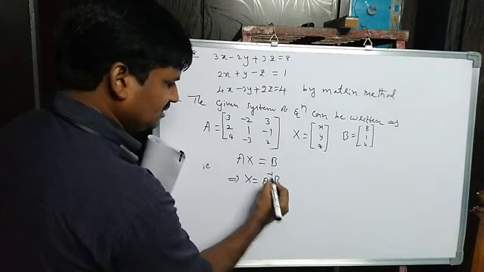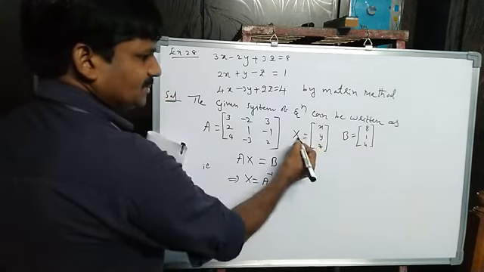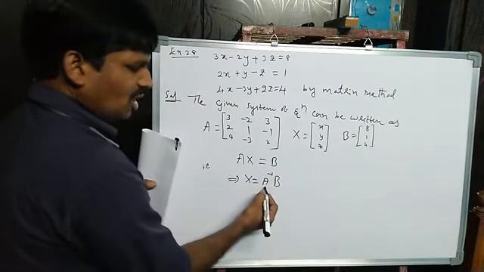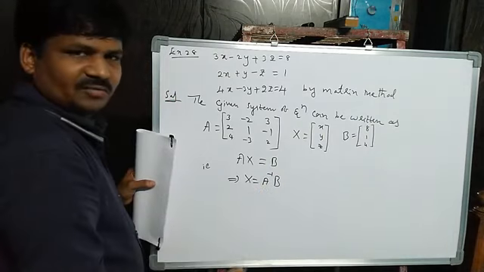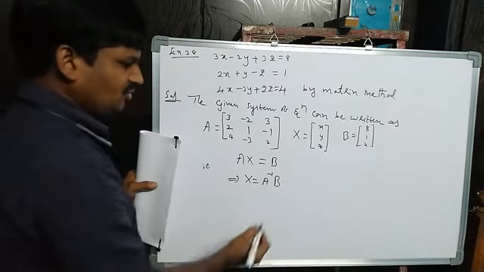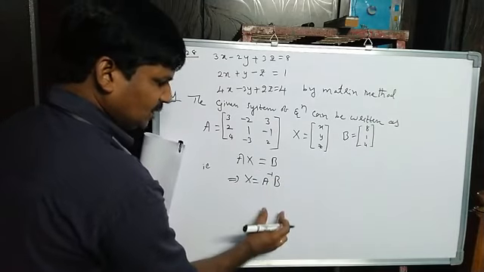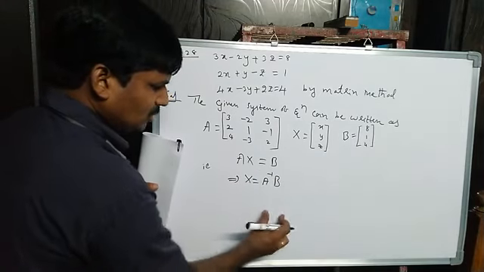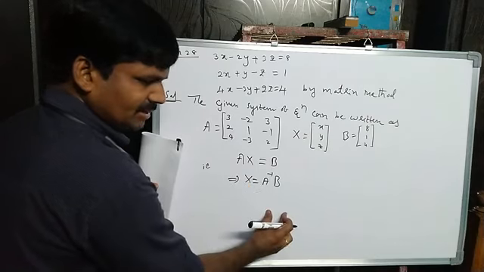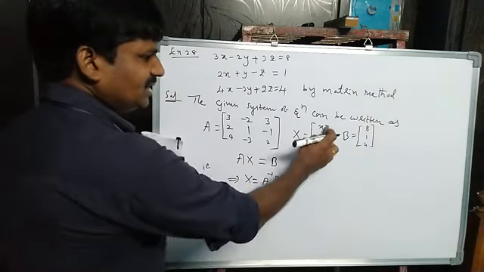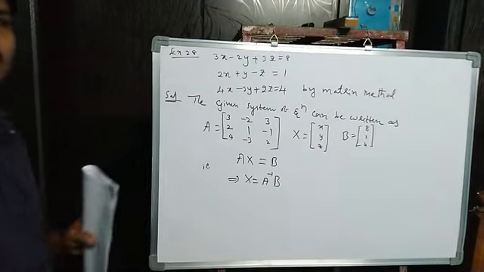To find the X matrix, meaning the x value, y value, z value, what do we have to find? We have to find A inverse, and B is also there. So we multiply these two matrices, and you will get one resulting matrix. Then we equate the X matrix to that resulting matrix, and from that you will get the x value, y value, z value.